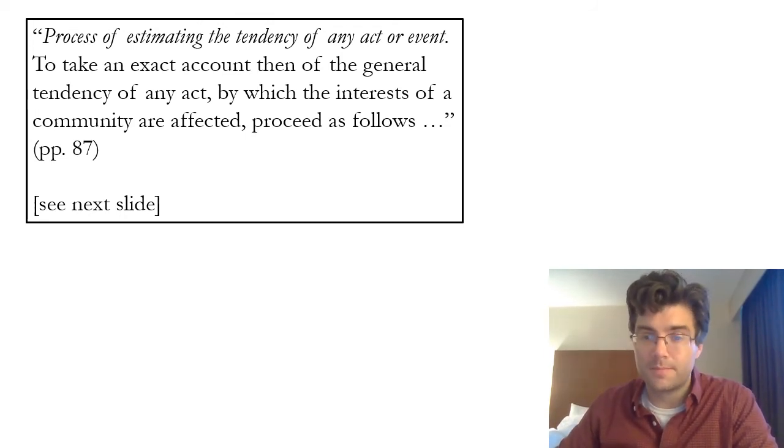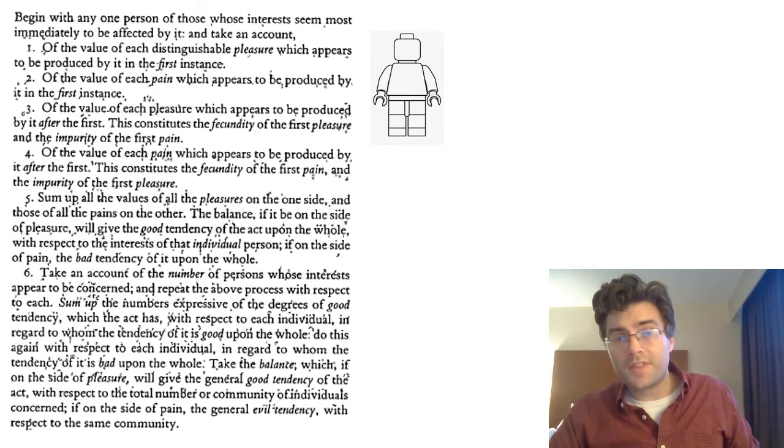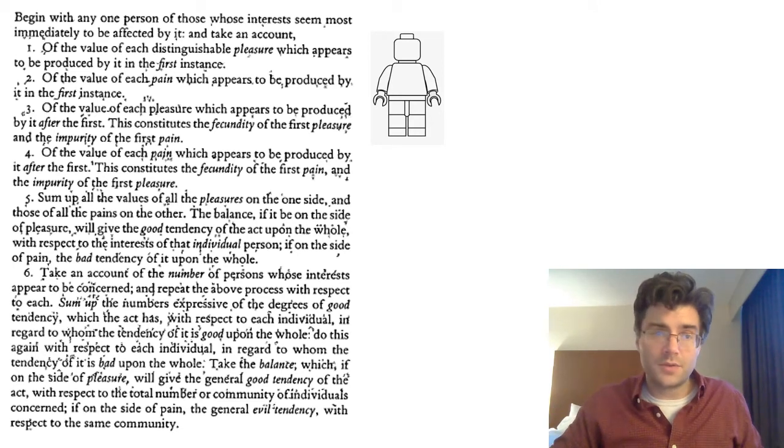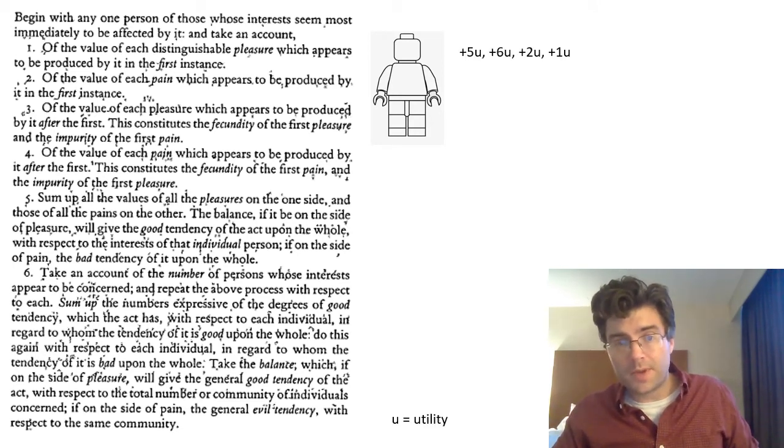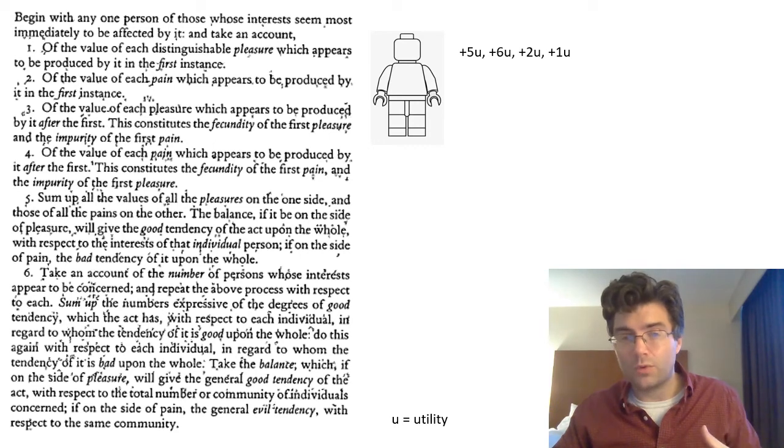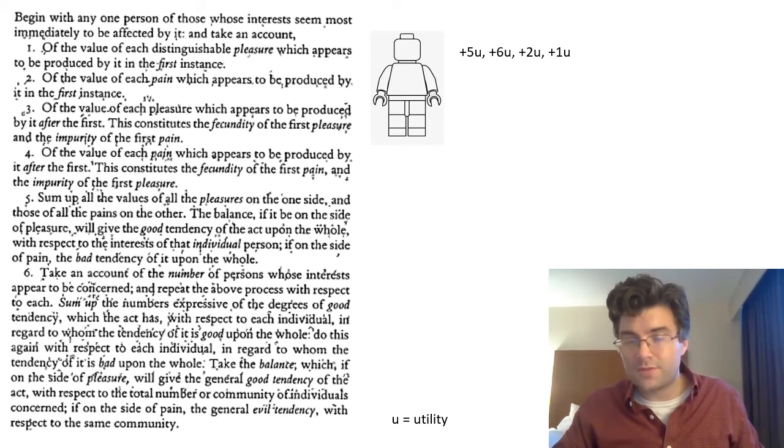whether or not it meets the principle of utility. He says, "Begin with any one person of those whose interests seem most immediately to be affected by it, and take account of the value of each distinguishable pleasure which appears to be produced by it in the first instance." That is, with the pleasures that appear to be produced by it right away for that person. And so I've listed those here as plus 5u, plus 6u. I'm just using u as a unit of utility.